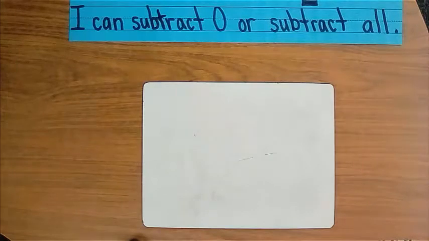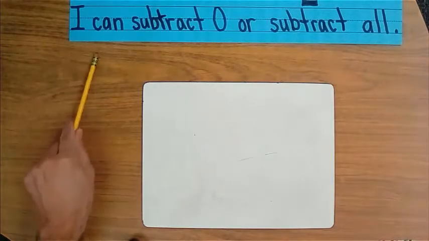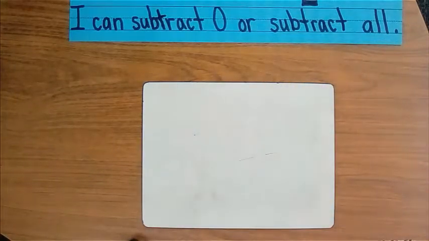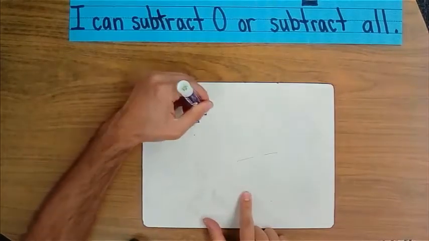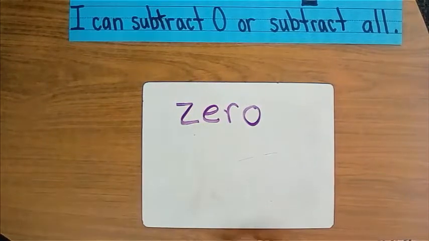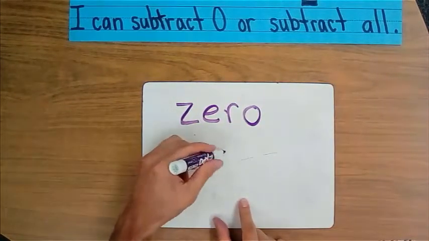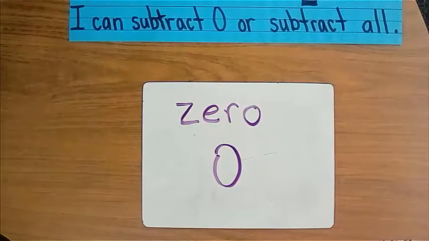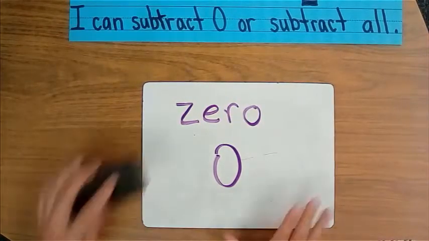Let's review our learning objective for today. I can subtract 0 or subtract all. So today we're going to be talking about a very special number called 0. Now, this is the word 0, but we usually don't write that when we're writing our number sentence. Usually we just write 0 like this. Okay, so let's talk about that.